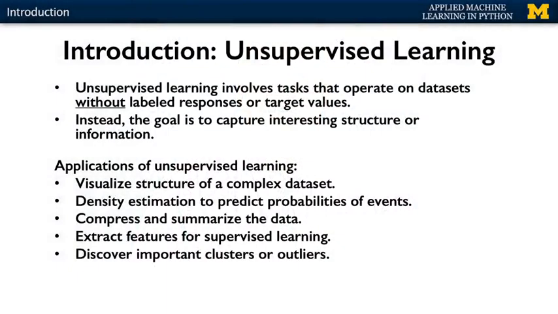Unsupervised machine learning involves a wide variety of tasks where, unlike supervised learning, there's no target value to be predicted. Instead, the job of the unsupervised learning algorithm is to take the raw data and capture some interesting structure in it. This is useful for a number of scenarios: to explore and visualize the structure in a complex dataset, to do density estimation to predict the probabilities of events, to compress the data, to extract more effective features before applying a supervised learning algorithm, or to discover important structures like clusters of similar objects or unusual or individual outliers in the data.